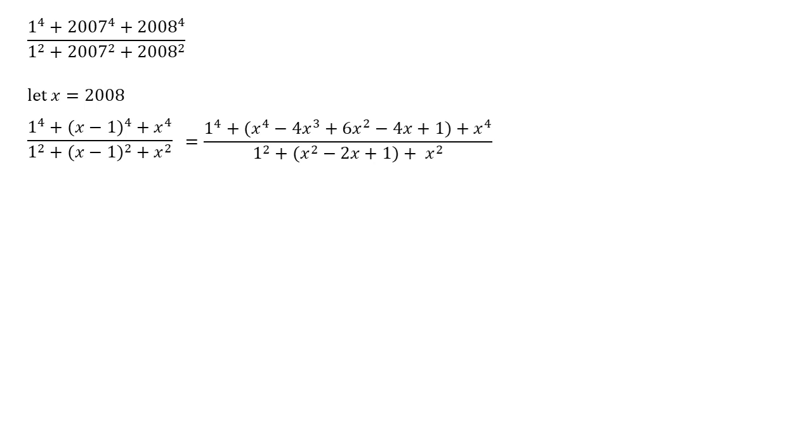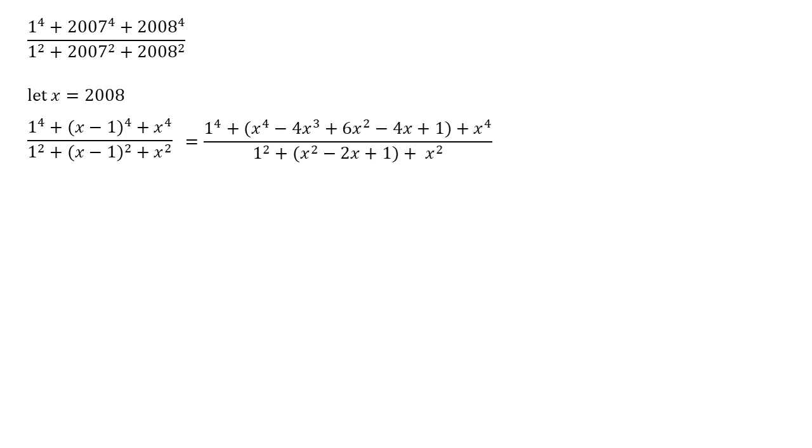(x minus 1) squared makes x squared minus 2x plus 1. So on the bottom, we've got 1 squared plus x squared minus 2x plus 1 plus x squared. We don't need to leave those brackets in there; I've just put them in for clarity.